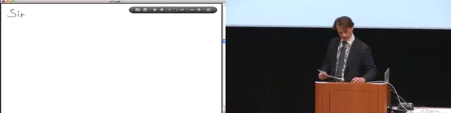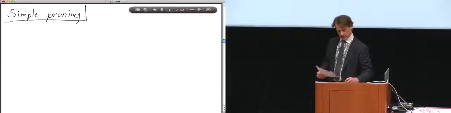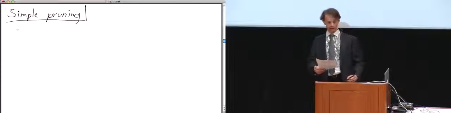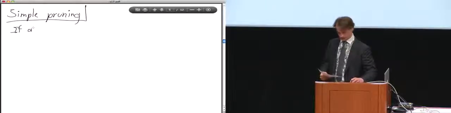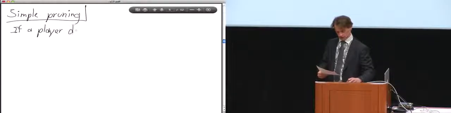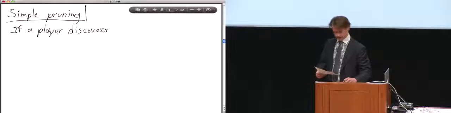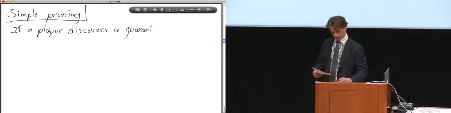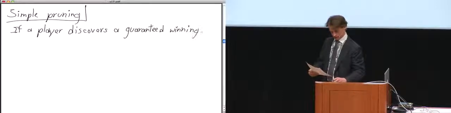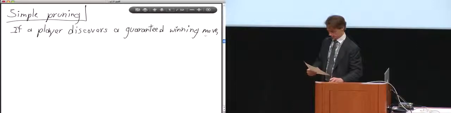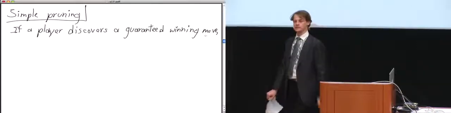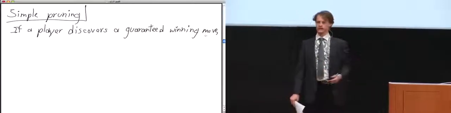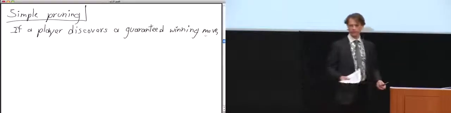So next I want to talk about how to make Minimax more efficient by doing various kinds of pruning. And to motivate it, I will start with what's called simple pruning. And the idea is pretty obvious, and one of you already asked me about it. Suppose that you are going through the children of a grid, and a player discovers a guaranteed winning move. Well, if that happens, then there is no reason to go looking at the rest of the children. You've got a winning move. You don't need two winning moves from the same grid.